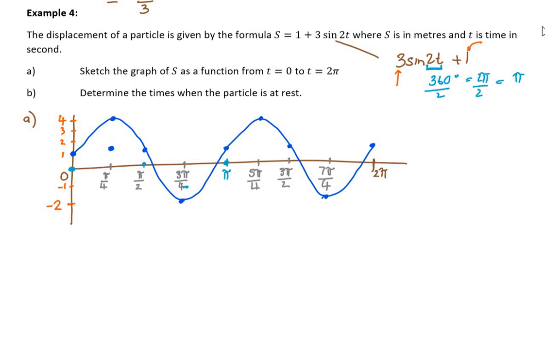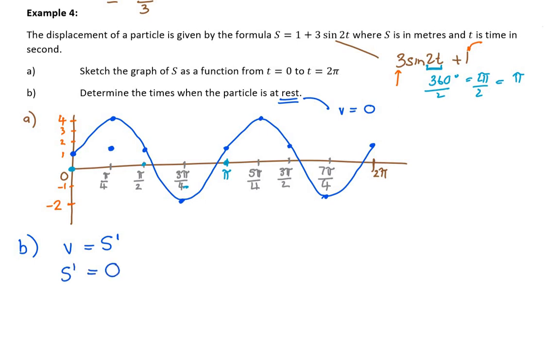Okay, now when would something be at rest? They would be at rest when my velocity equals 0. That's when your particle will be at rest. Now, don't forget that velocity is equal to your first derivative of displacement. So when my gradient is equal to 0 is when my particle will be at rest.